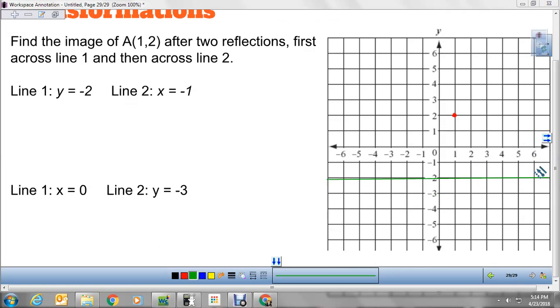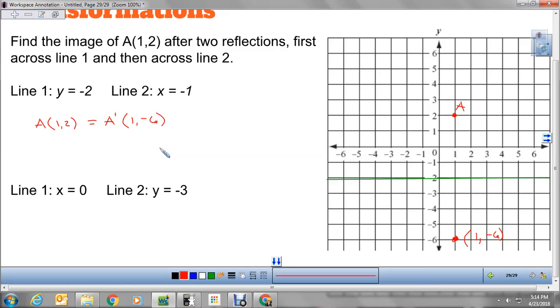So we have to determine how far it is above. Well, it is 1, 2, 3, 4 above, which means it's going to be 1, 2, 3, 4 below, and on the same x coordinate. So this coordinate is now going to become a +1 and a -6. So if A was at 1, 2, and we reflect it across the line y equals -2, then our A prime location is going to be at 1, -6.